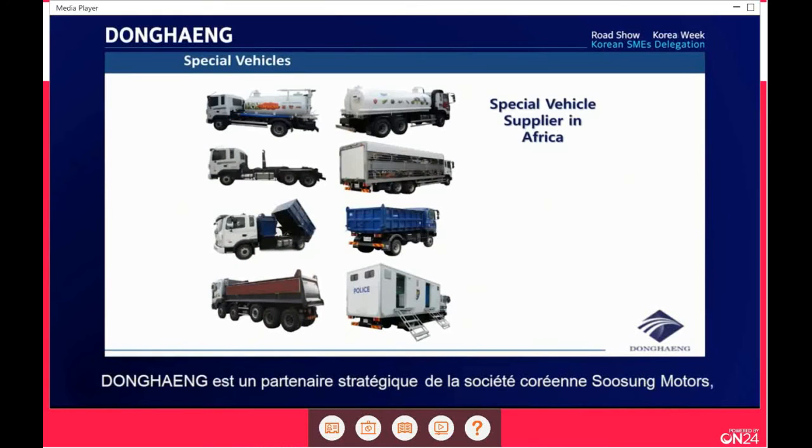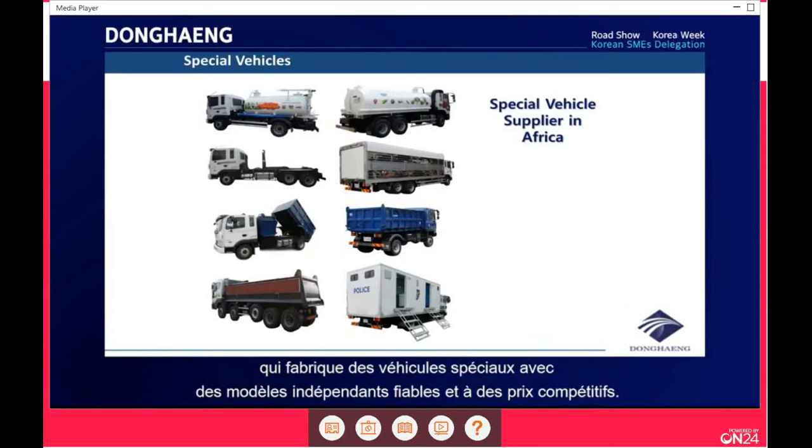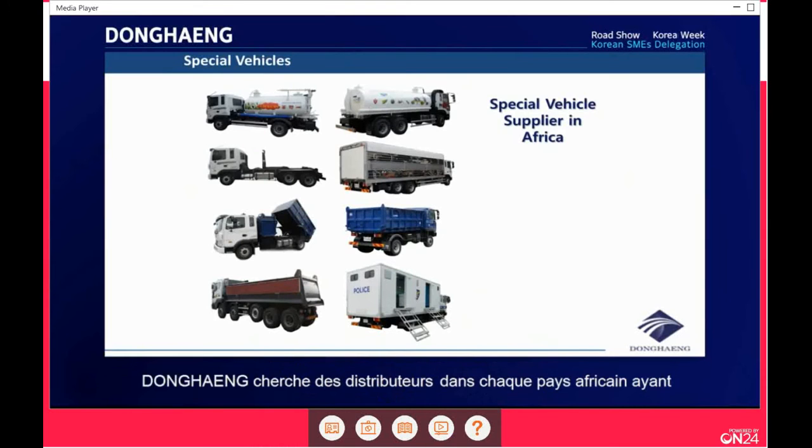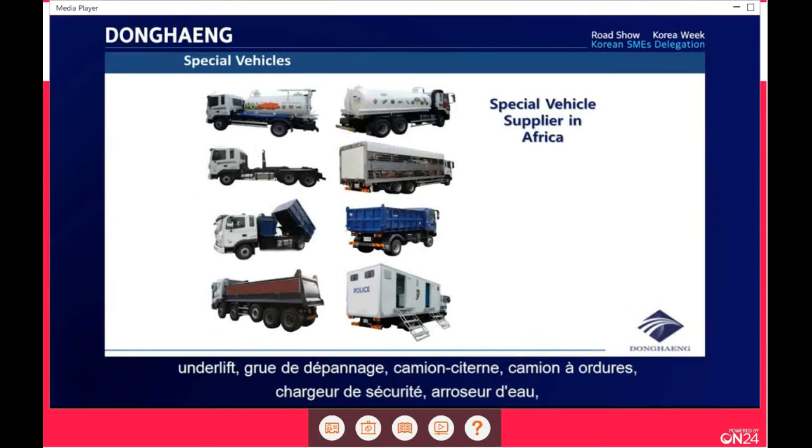DONGHAENG is a strategic partner of Korea's Susung Motors, which manufactures Korean-made special vehicles with independent models that are reliable and price competitive. DONGHAENG is also searching for distributors in each African nation, having customized production and R&D capacities. Susung Motors produces underlifts, record crane, tank lorry, garbage truck, safety loader, water sprinkler, hook lift truck, vacuum lorry, sewer cleaner, road sweeper, and aircraft refuelers.